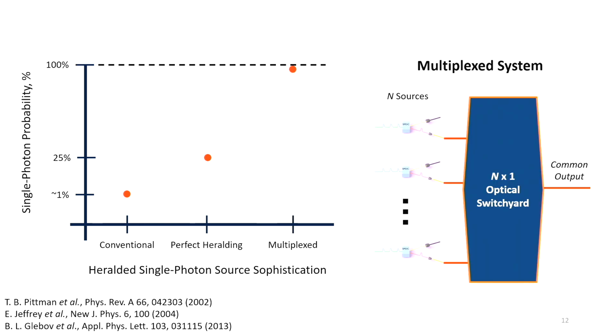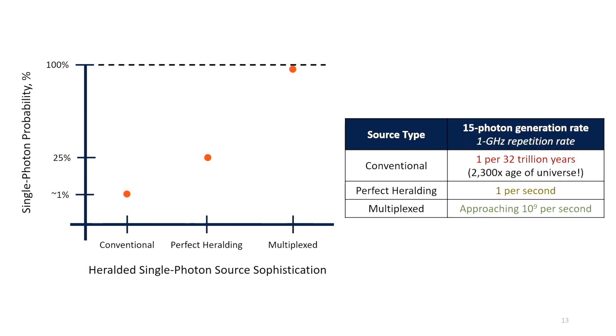By including multiplexing, we can have N individual sources running all at the same time, and we can monitor these sources to see which of these sources has successfully made a photon, then secure that photon and route it to a common output using an optical switch. If we have enough sources, then your efficiency in principle can approach 100%. Of course, with almost 100% efficiency, your generation rate for 15 photon state will also approach 1 gigahertz.